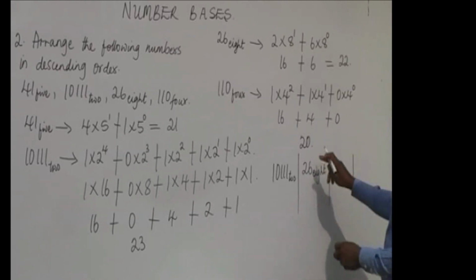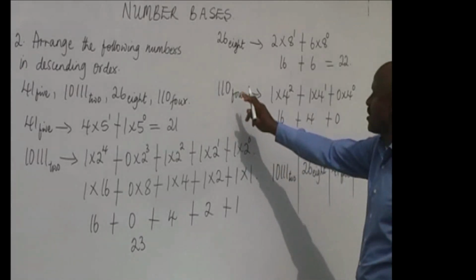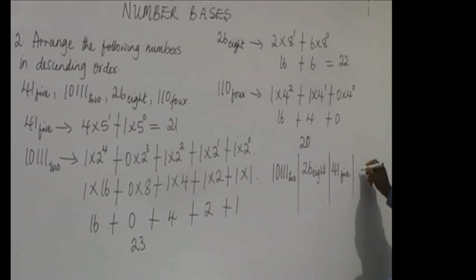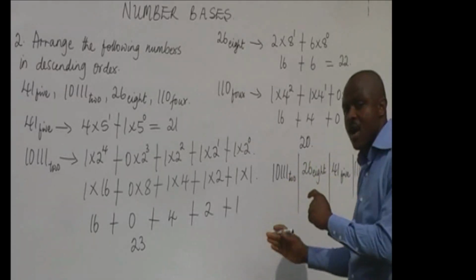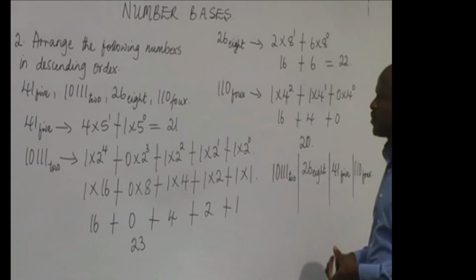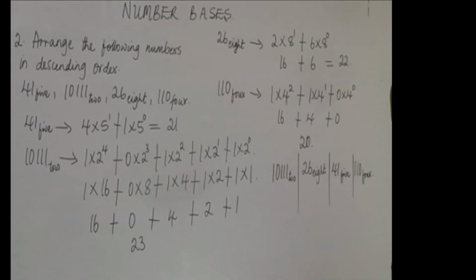Then the last is now 20, and it was 110 base 4 that gave us that. So we have 110 base 4. So this is the order of the arrangement in descending order. And that has brought us to the end of question number 2.